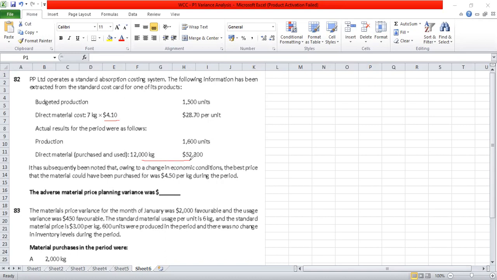It has subsequently been noted that owing to a change in the economic conditions, the best price that the material could have been purchased for was 4.50 per kg during the period. Now, the question is asking us to discuss the price variance. They have planned it at 4.10, but just calculate this one and tell me, 52,200 divided by 12,000. Somebody please calculate. 4.35, ma'am. So this part comes to 4.35.